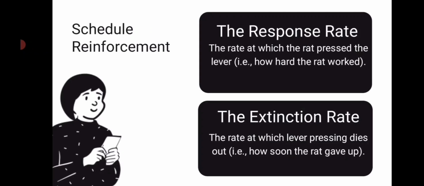In scheduled reinforcement, we have the response rate and the extinction rate. The response rate, for example, is the rate at which the rat pressed the lever, how hard the rat worked. While the extinction rate is the rate at which lever pressing dies out, how soon the rat gave up.